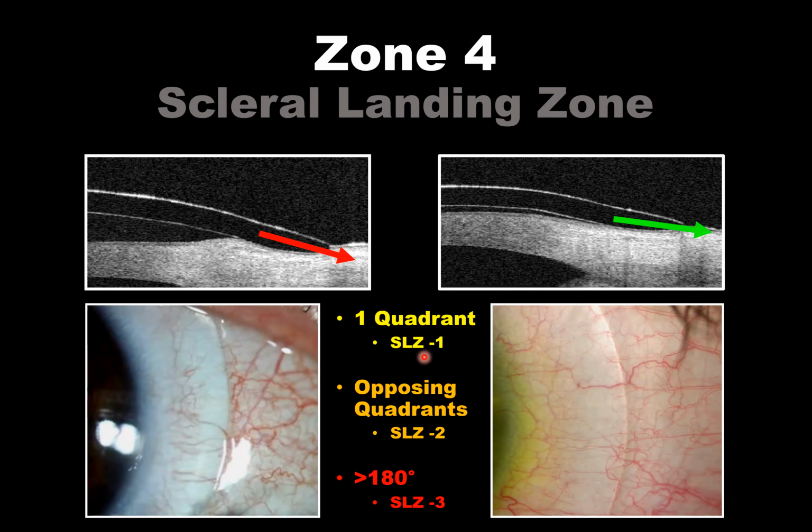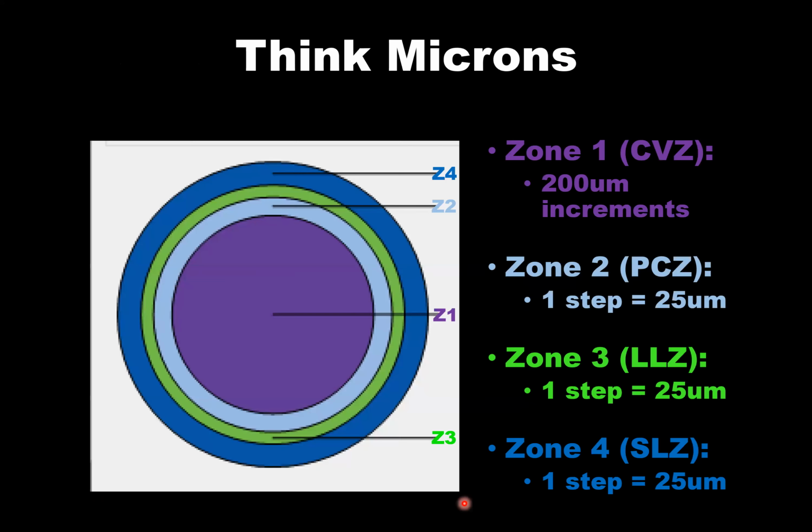25 microns. If I order scleral landing zone -2, I'm decreasing the apical clearance 50 microns. If I order scleral landing zone -3, I'm decreasing the apical clearance 75 microns. So with the smart lens, it uses sag as a way to adjust each one of the zones. And this makes it incredibly easy for us to understand because we're always dealing in height. We're always dealing in micron adjustments.